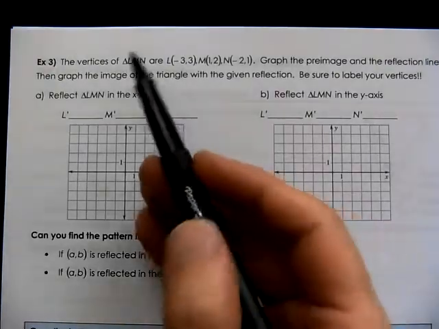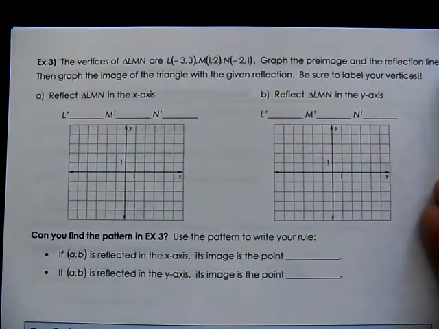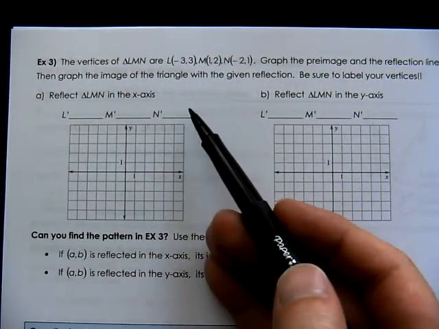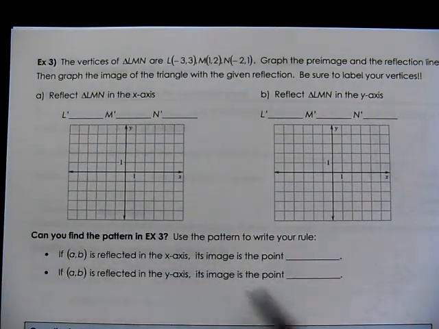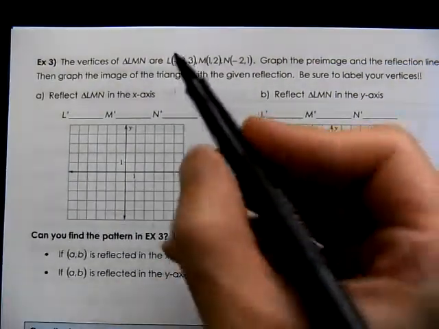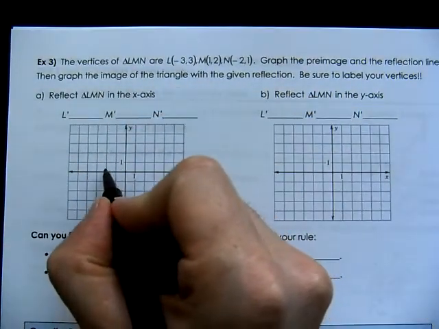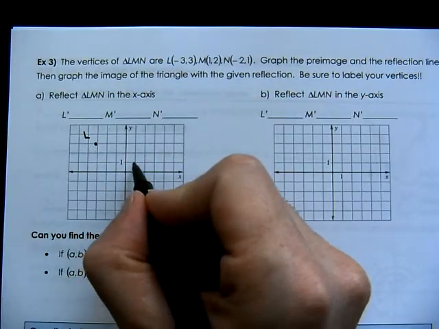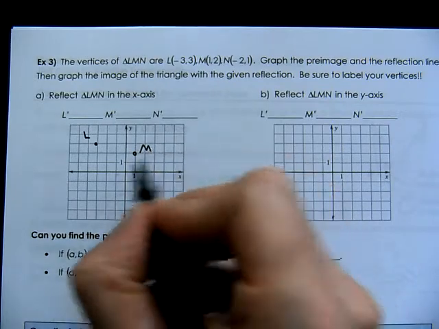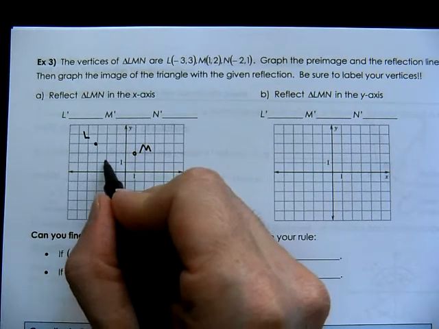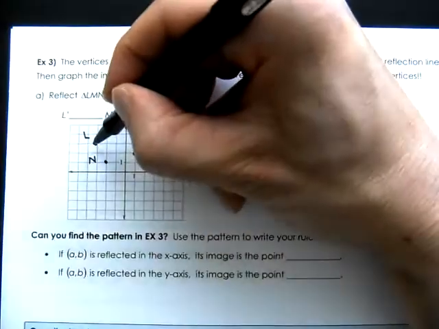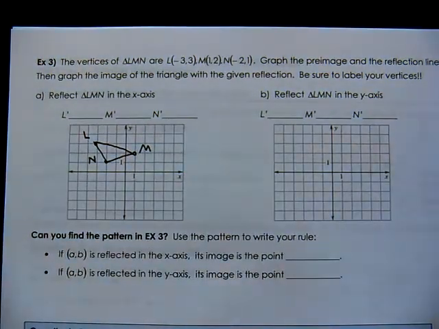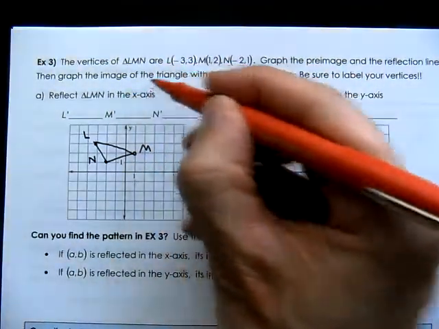So once again, we have a pre-image. We're going to graph the pre-image, we're going to graph the reflection line, we'll graph the image, and then we're going to observe these results to see if we can come up with a certain pattern. So let's plot our pre-image. L is at -3, 3. M is at 1, 2. N is at -2, 1. Okay, there's my pre-image.